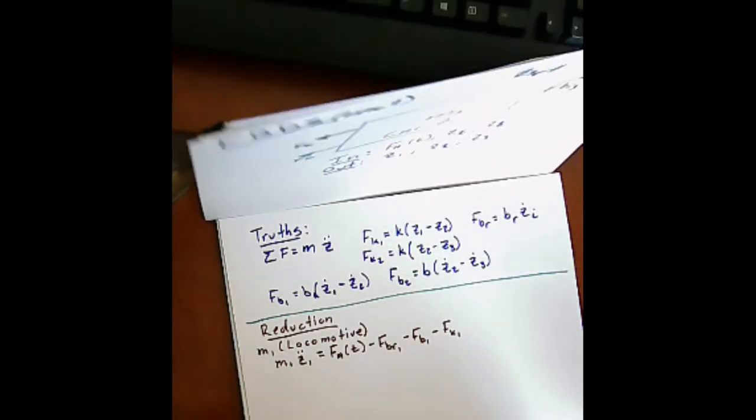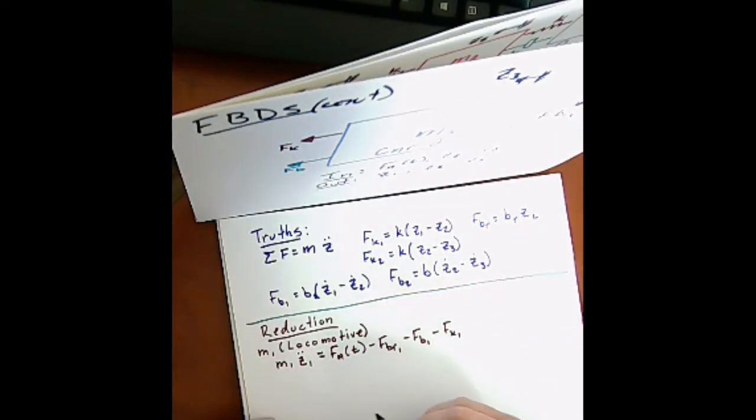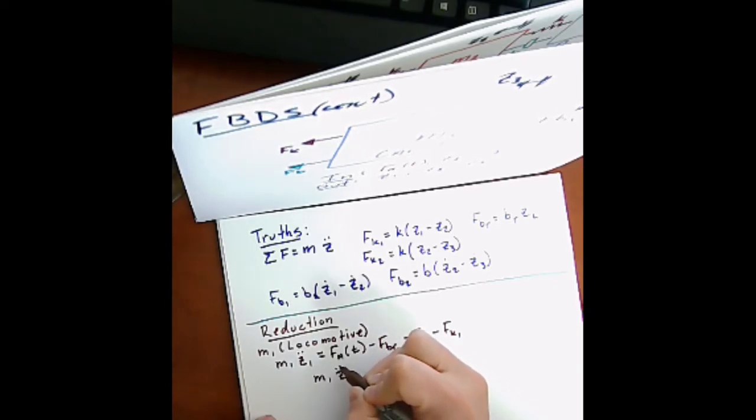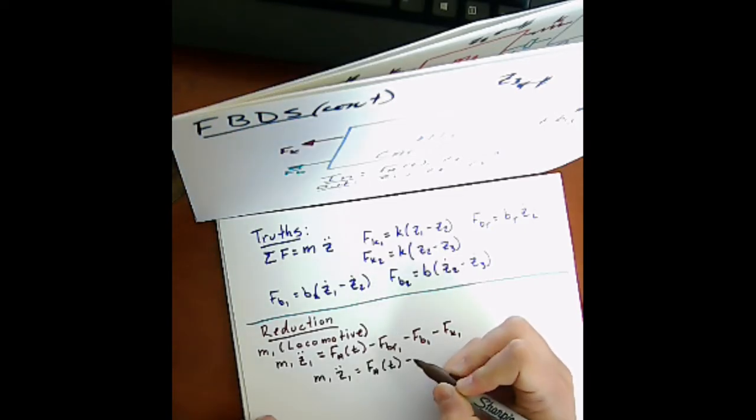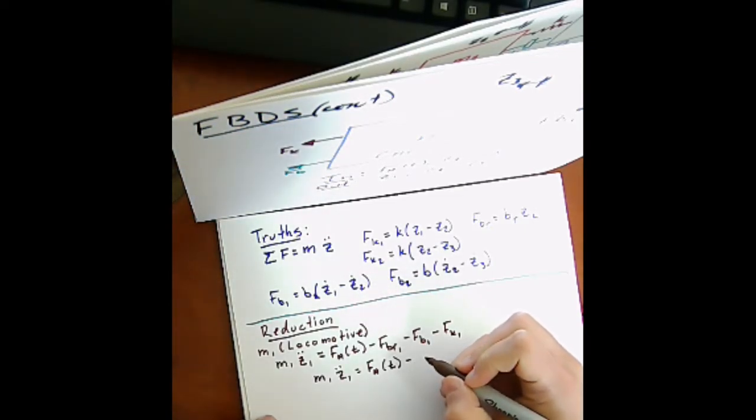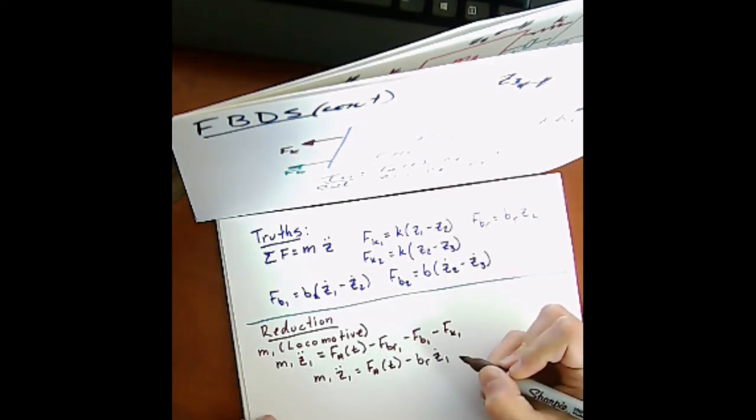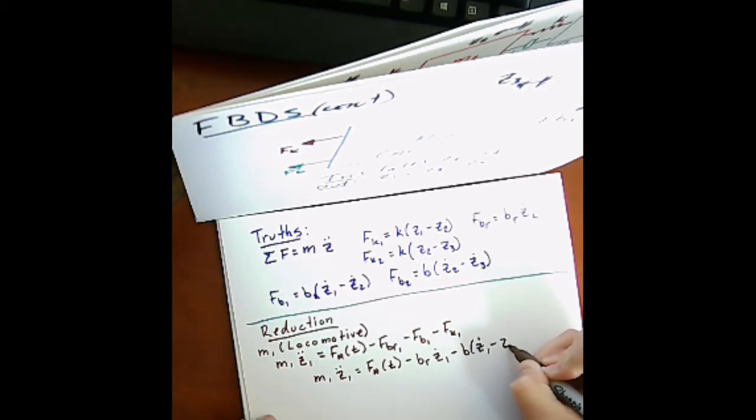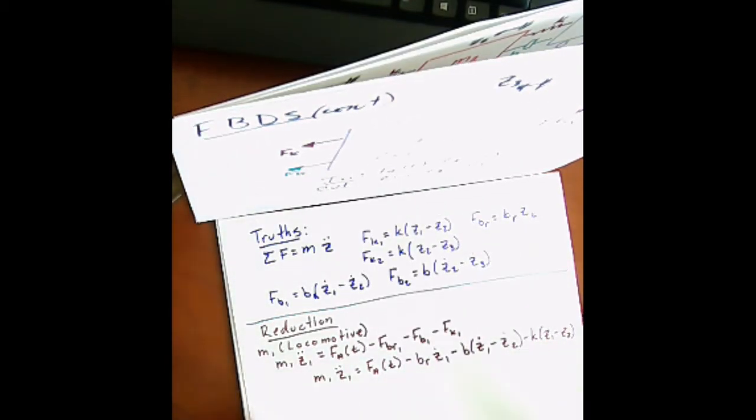So let's continue, right? We'll plug some things in. Well, this should be FBR. What FBR is just BR Z dot 1 minus B times Z dot 1 minus Z dot 2 minus K times Z1 minus Z2, right?